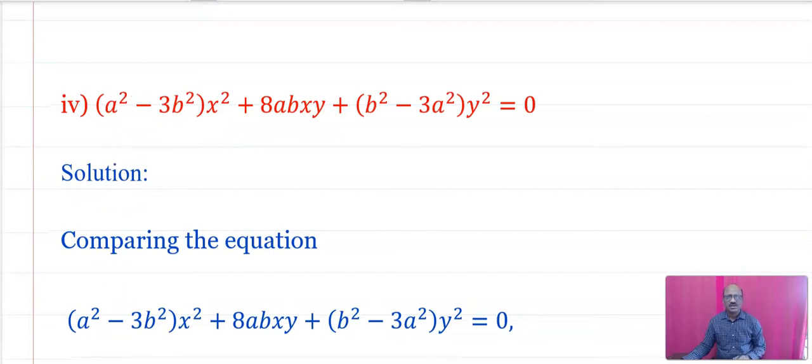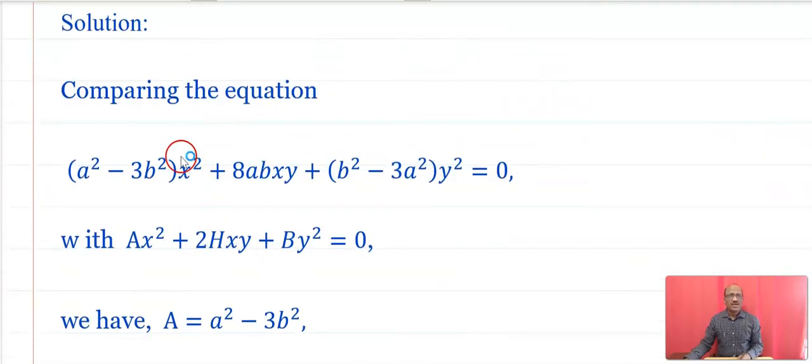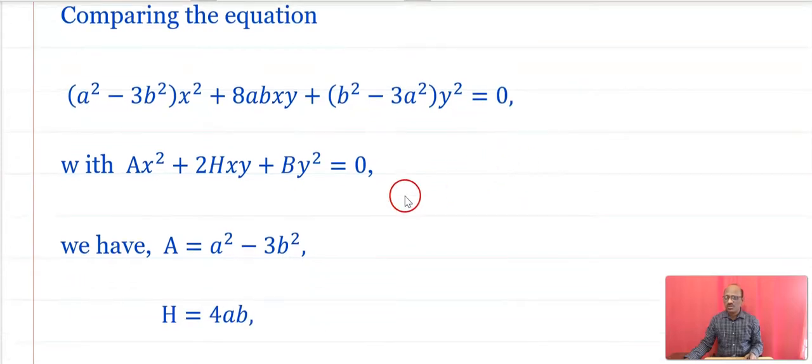Next, a square, again I will repeat here, that is in bracket a square minus 3b square x square plus 8abxy plus in bracket b square minus 3a square into y square is equal to 0. Comparing the equation, in bracket a square minus 3b square bracket complete into x square plus 8abxy plus b square minus 3a square bracket complete into y square is equal to 0, with capital A x square plus 2 capital H xy plus B y square is equal to 0.